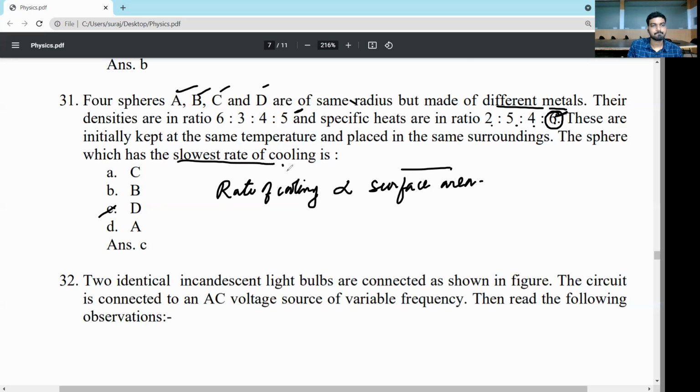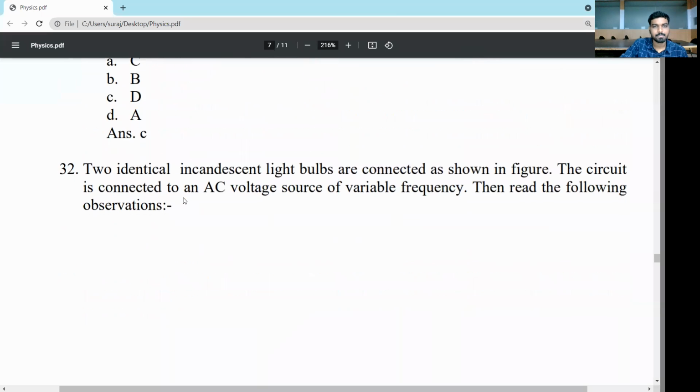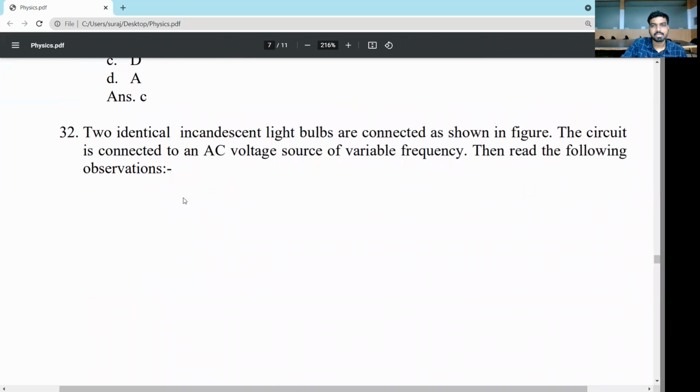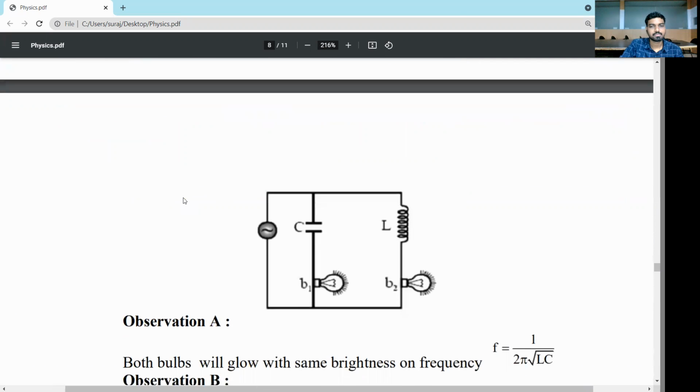Option C. Now coming to question number 32. Two identical incandescent light bulbs are connected as shown in the figure. The circuit is connected to an AC voltage source of variable frequency. Then read the following observations.